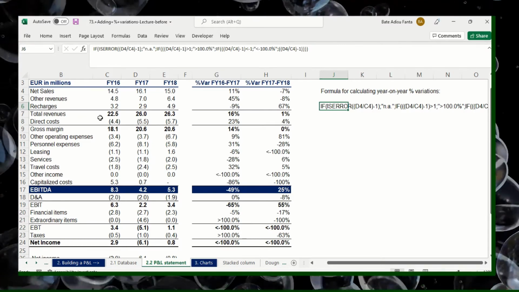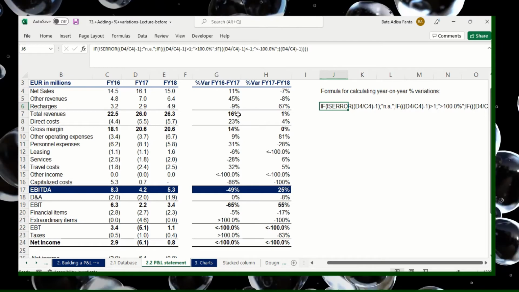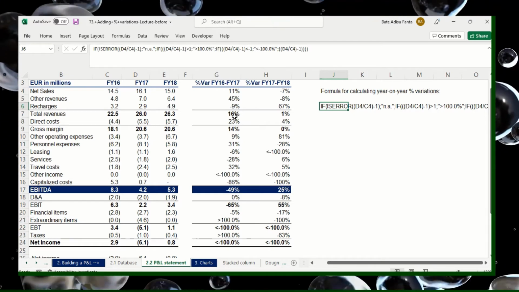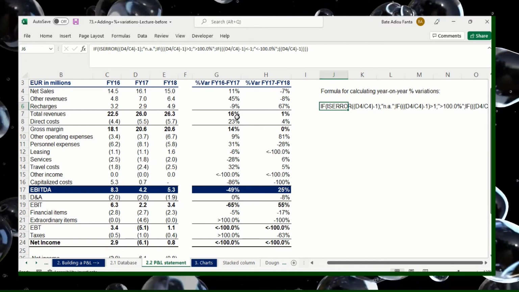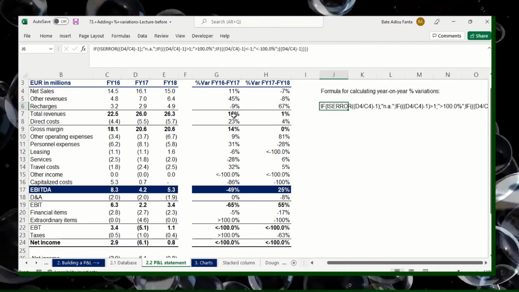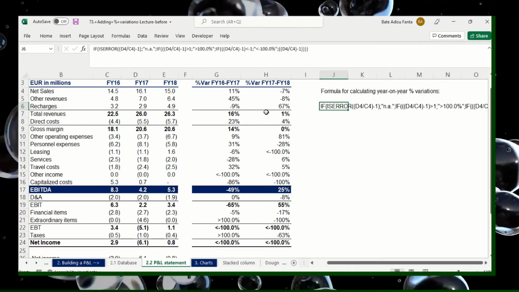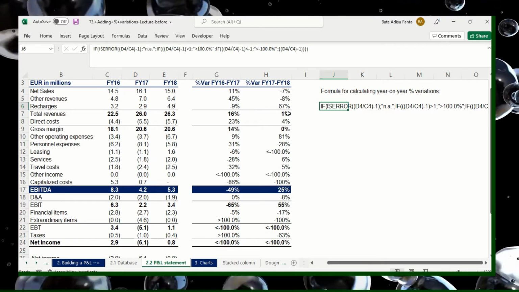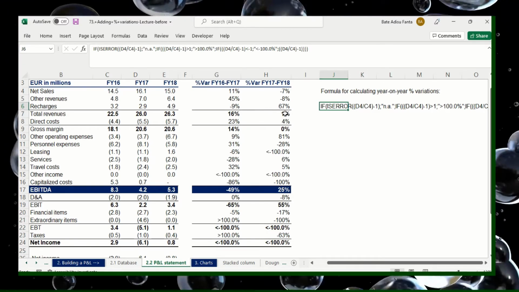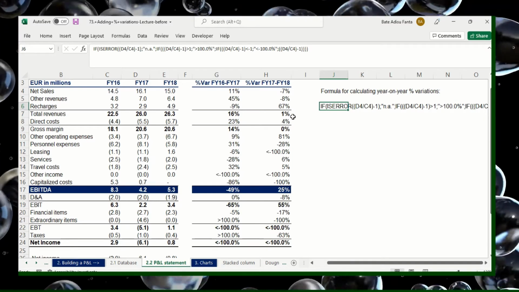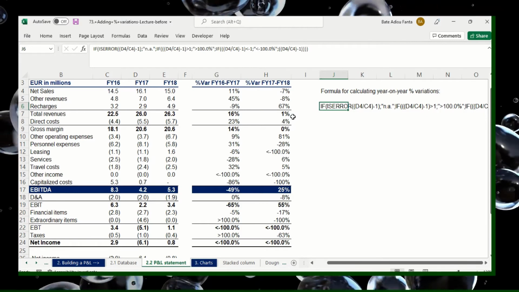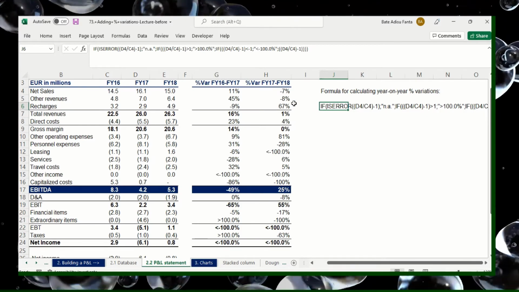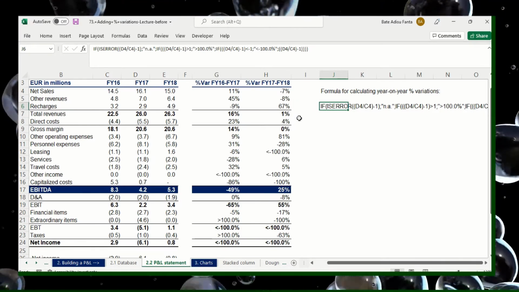When you come to total revenues, from 2016 to 2017, there is a 16% increase in our total revenues. But from 2017 to 2018, there is only 1%. So this also indicates that there is a problem with the sales activity, with the revenue generation.